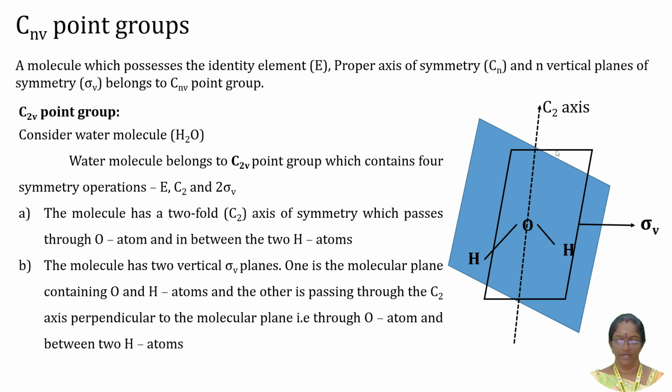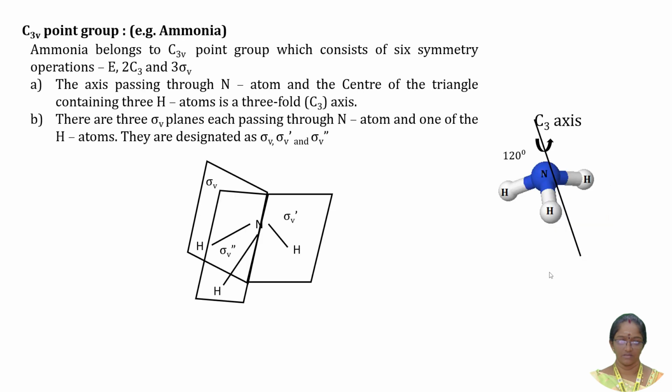Ammonia belongs to the C3v point group, which consists of 6 symmetry operations: 1 identity element, 2 C3 axes and 3 sigma v. Here we have represented the 3D structure of the ammonia molecule and the C3 axis, rotating it by 120 degrees. The axis passes through the N atom and the center of the triangle containing the 3 hydrogen atoms, a 3-fold C3 axis. There are 3 sigma v planes, each passing through the N atom and one of the hydrogen atoms. They are designated as sigma v, sigma v dash and sigma v double dash.